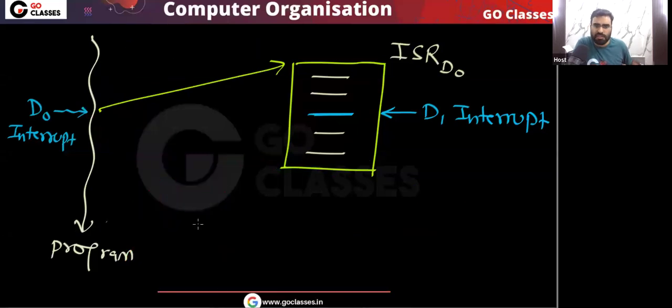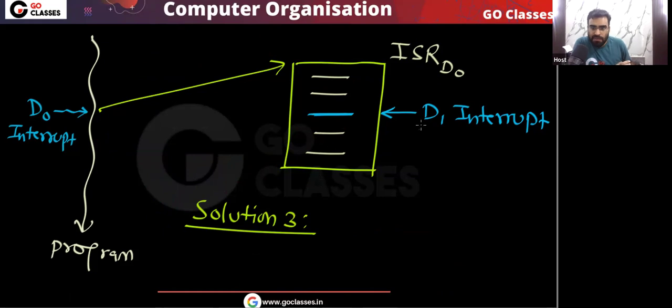Okay, what is solution 3? Anyone want to suggest some other solution? Yes, a very good solution now I will suggest. What is that? See, the solution is like this. We allow the nested interrupt. We don't disable the interrupt. We allow the nested interrupt. But if a high priority interrupt is coming, then we service it. If a low priority interrupt is coming, then we don't service it.